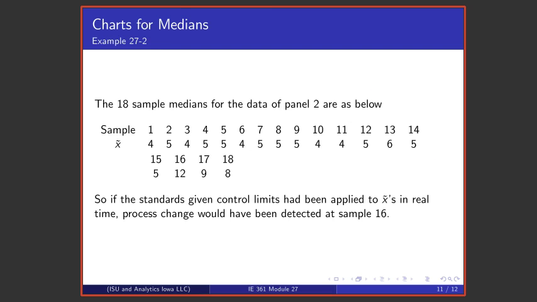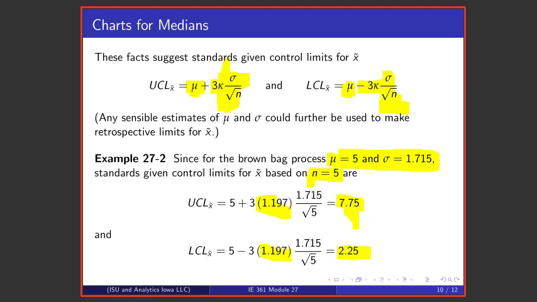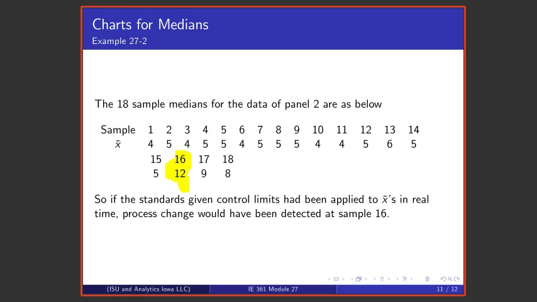If you find the 18 sample medians for the data, there they are, and if you look already at sample 16, there's the first median that falls outside of those limits, and one would be warned of non-standard process behavior at sample 16.